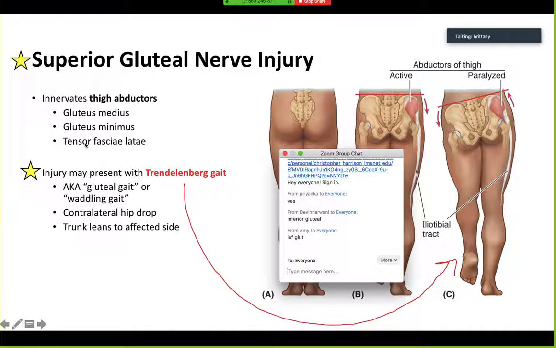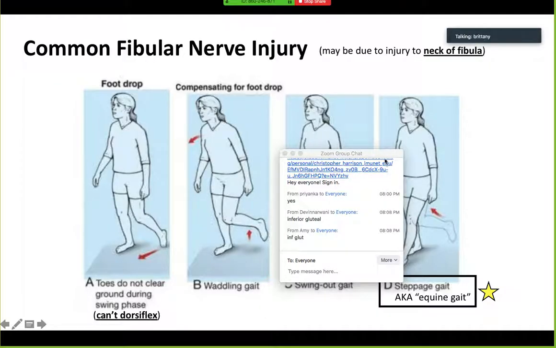Right, good job. Good job. Yeah, don't let that trip you up. Okay.